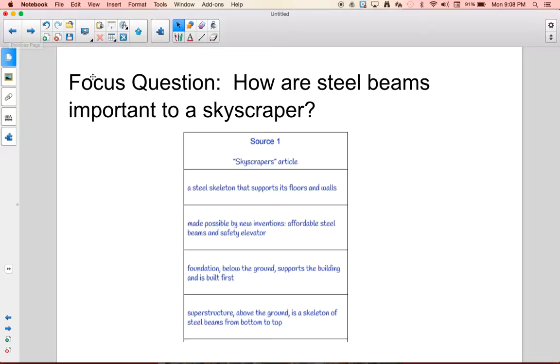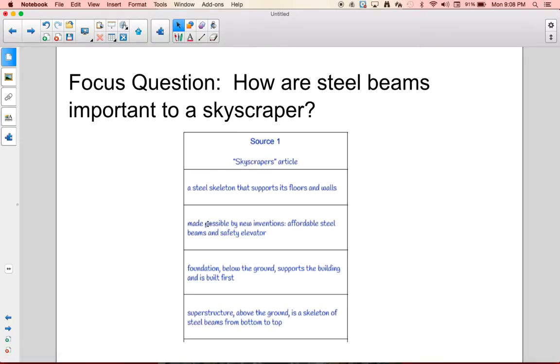After rereading this article, here were the text evidence pieces that I found in order to answer this question. As I reread it, I was annotating things that I thought would answer this question: how are steel beams important to a skyscraper? Here are some things that I found. A steel skeleton supports its floors and walls. I think that shows that the steel beams are important to the skyscraper. Otherwise, the walls would fall down, and so would the floors.